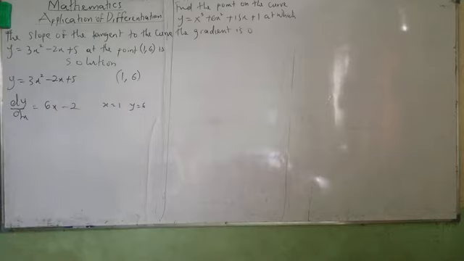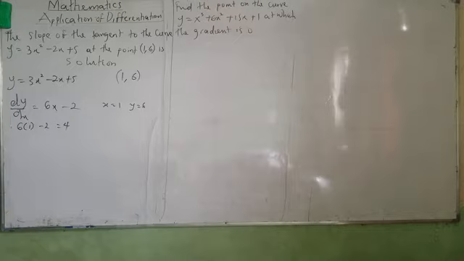Now, it means I'll be talking about dy dx at this point, which I'll be having 6 bracket of 1 minus 2, which is equal to 4. 6 bracket of 1 minus 2 equals 4.